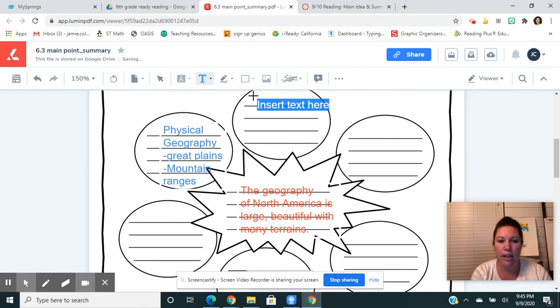All right, next one. We'll go up here, and the next one would be the northern reaches. An idea about the northern reaches was that it includes Canada and the Arctic zone. And then it also includes the tundra and the taiga.